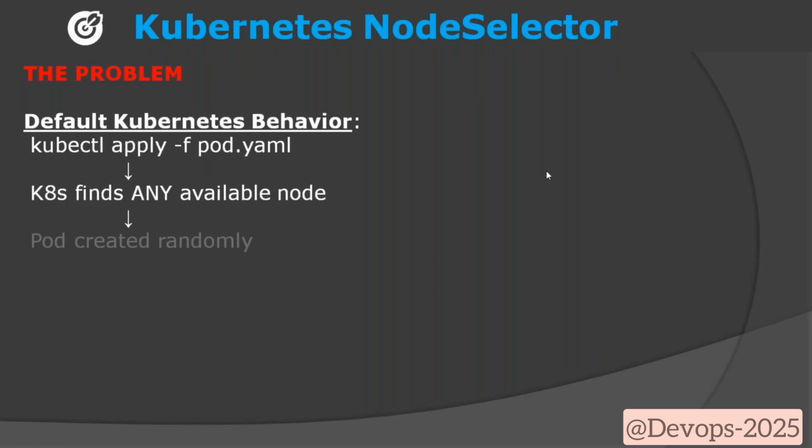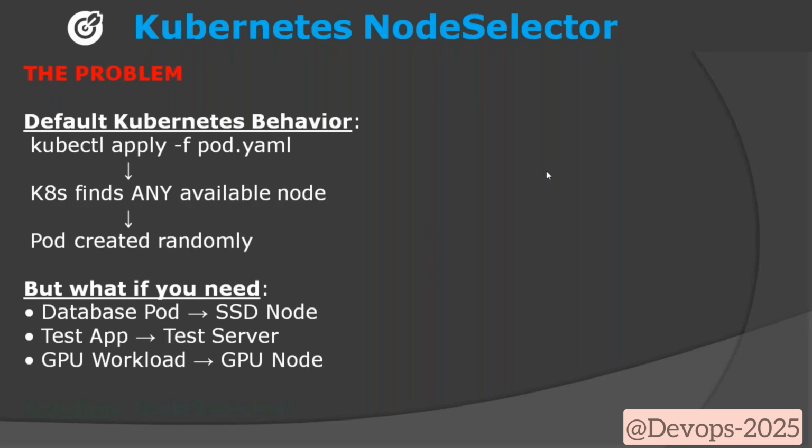However, there is a problem. What if you want your database pod to run only on the SSD node, or what if you want your test application to run only on the test server? And what if you want your GPU workloads to run only on your GPU nodes? Here, automatic scheduling does not understand your project or business requirements. So the big question is, how do you tell Kubernetes where exactly to create our pod? That is where NodeSelector becomes extremely important.